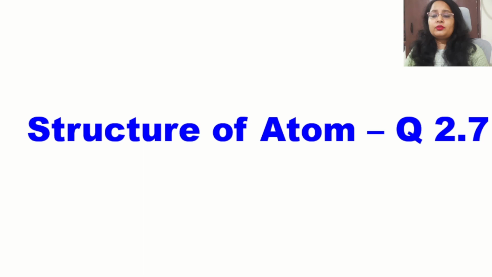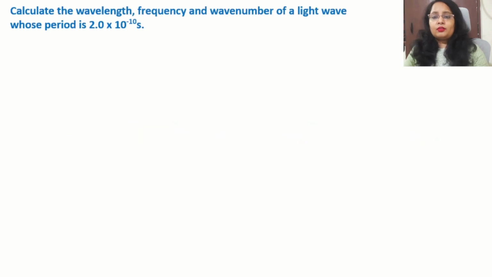So friends, today's video is question number 2.7 from NCERT textbook class 11 and the chapter name is Structure of Atom. So let's have a look at the question. Calculate the wavelength, frequency and wave number of a light wave whose period is 2 into 10 to the power minus 10 second. Here wavelength is denoted as lambda, frequency as mu and wave number as mu dash.